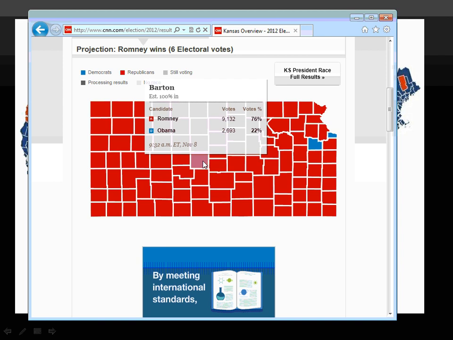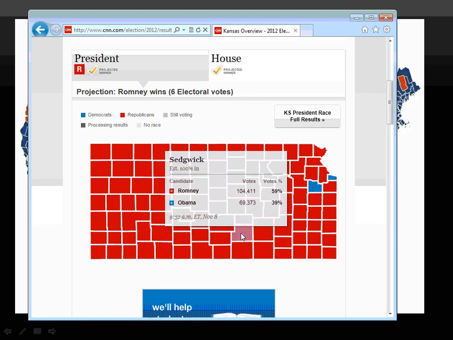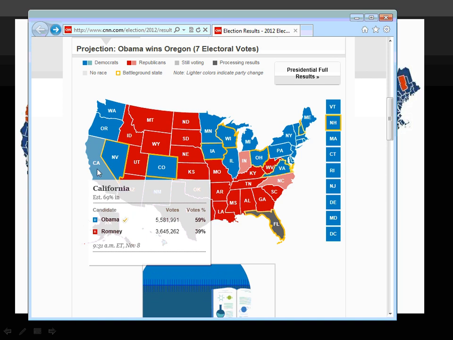So when you go to, let's say, a county like Sumner or Sedgwick here, Sedgwick, 173,000 total votes. You checked 104 for Romney and the 69 for Obama. Keep that in mind. You have approximately 175,000 total votes from Sedgwick County. Now what I'd like to do is go back and let's look at California.